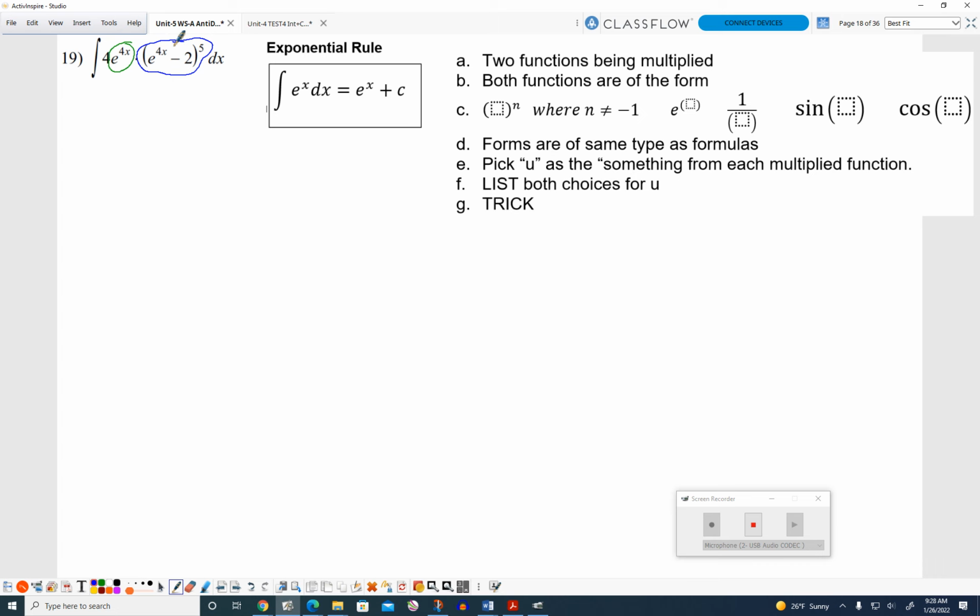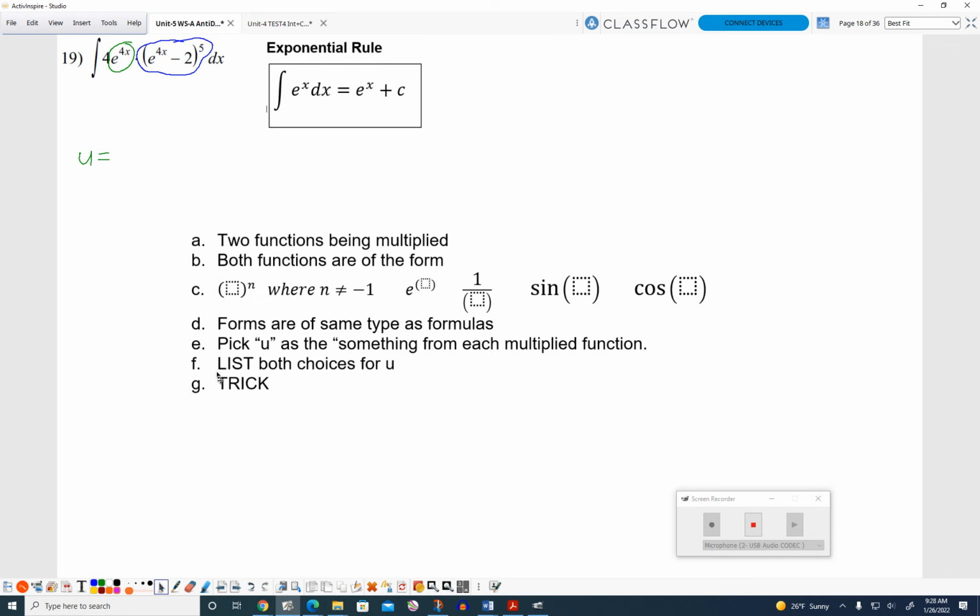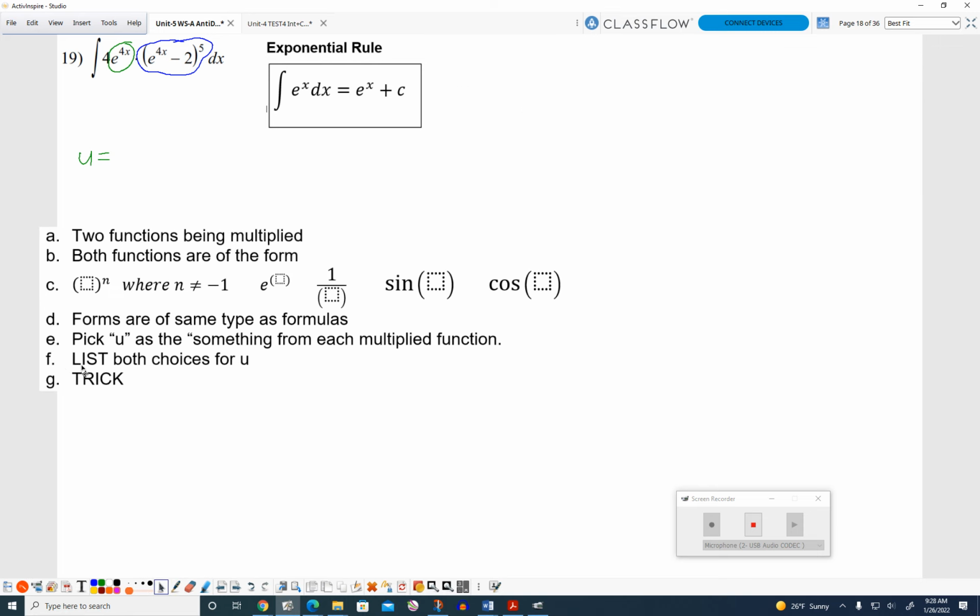So what's the something in the green function? Hands up. You just look at the pattern here. What's the something in the green function? Let's go, Julian. 4x. Okay, hands up. Who knew? Come on. 2 points. 3 for Julian.